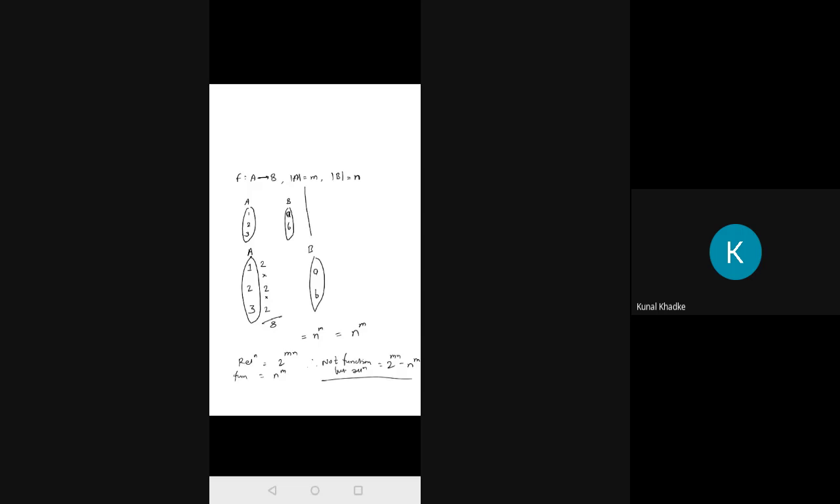Okay, so there is one problem. Let's try this. Here they have given some relations on set A. We have to find out which of them are functions and which are not. So tell me, in R1, R2, R3, which ones are functions and which are not?